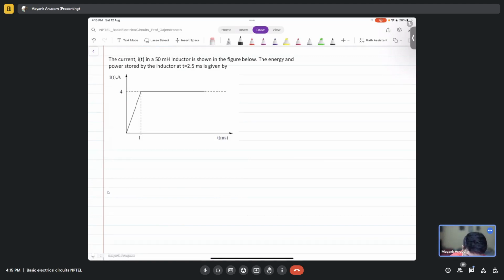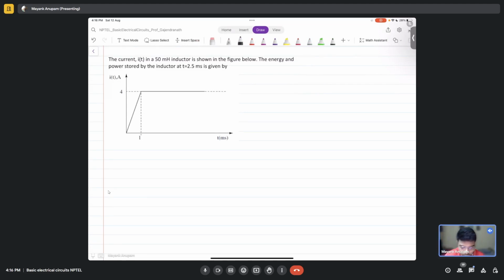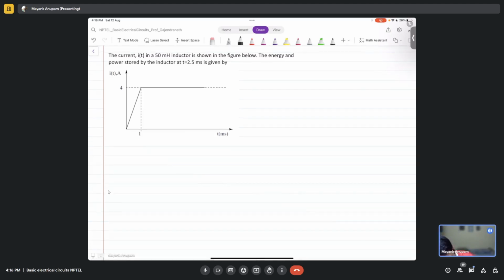So tell me, the question is this: the current i(t) in a 50 millihenry inductor is shown in the figure below. Now you are asked: the energy and the power stored by the inductor at t equal to 2.5 milliseconds is given by what? Basically, what is the energy stored and the power stored by the inductor? So what do you think?